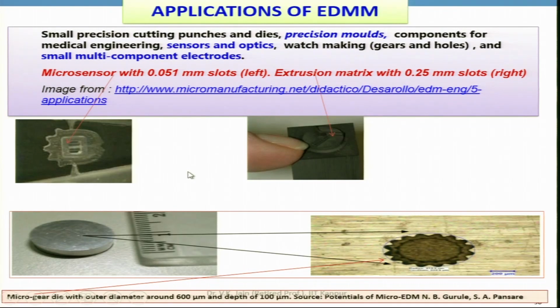Now here you can see another component. A micro gear is fabricated over here, that's shown. Its dimensions are 600 micrometer, which is quite small, that is 0.6 millimeter, and depth here 100 micrometer, and this is another component shown from which this has been made. This is the enlarged view of that micro gear, and you can see here this is from this particular reference.